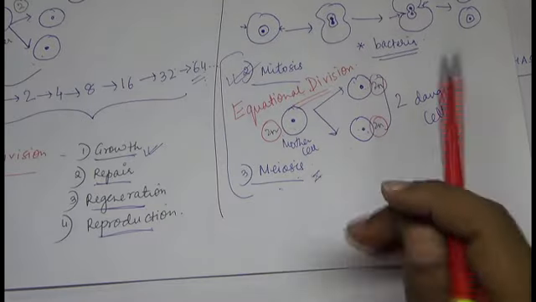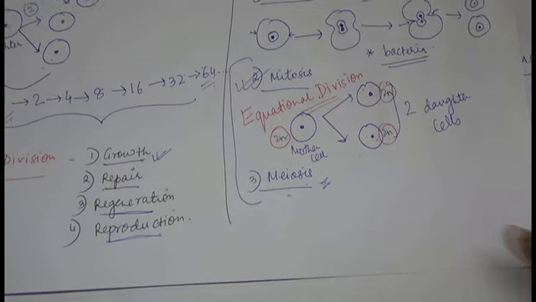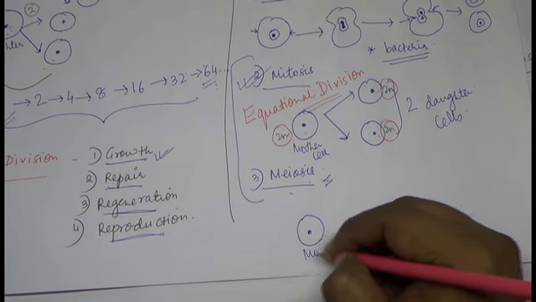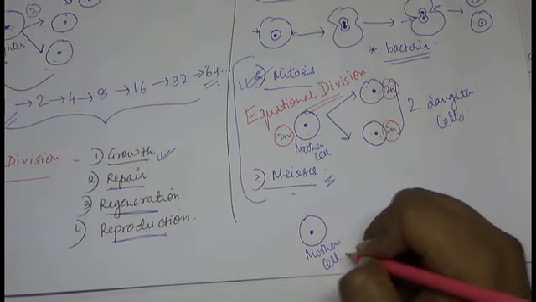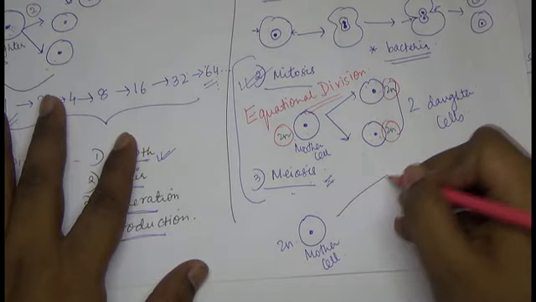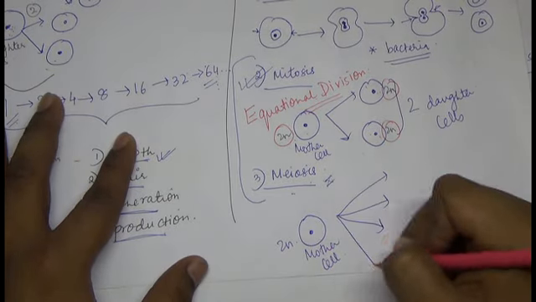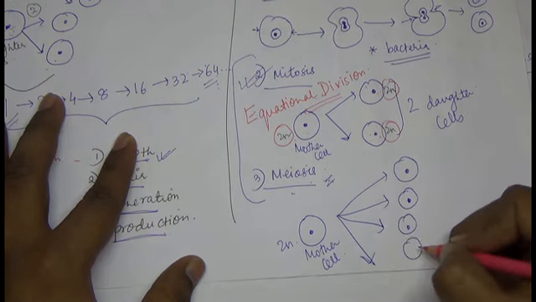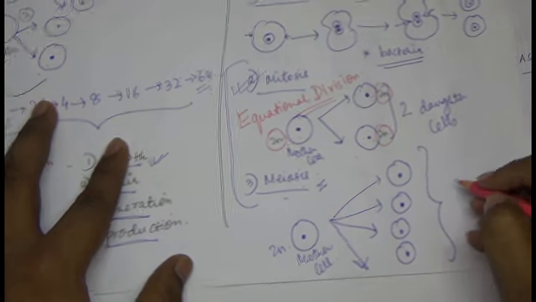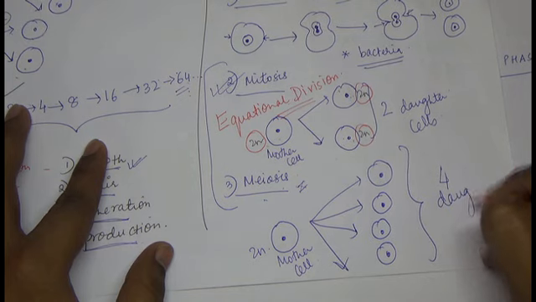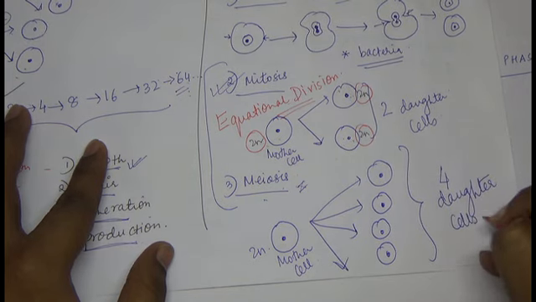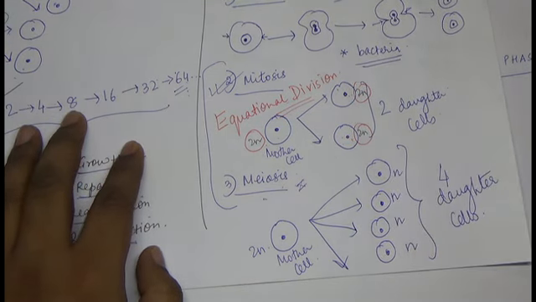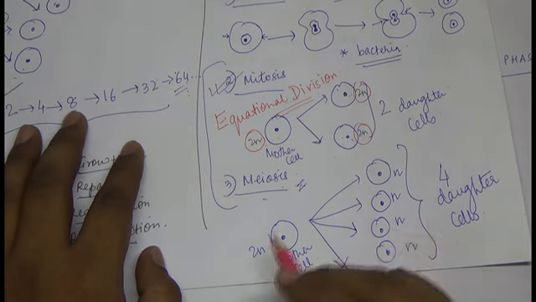Coming to meiosis, let us see what is the difference between mitosis and meiosis. In case of meiosis, a single mother cell, this is also of 2n type, gives rise to 4 daughter cells. And all of these 4 daughter cells are haploid. Clear? So what is the major difference?